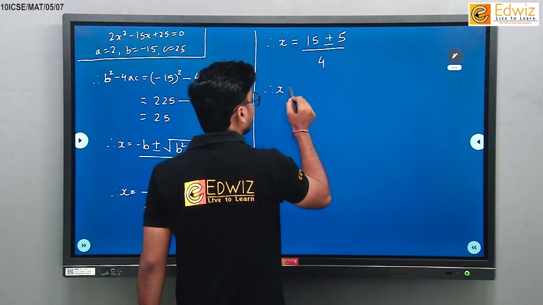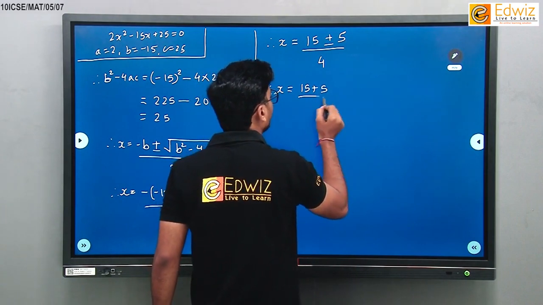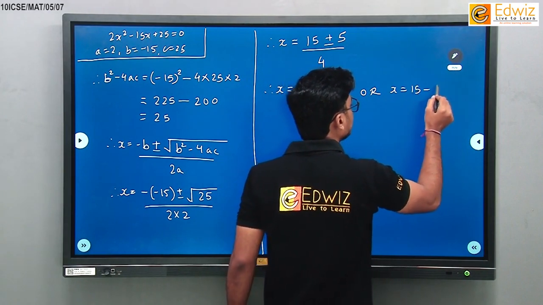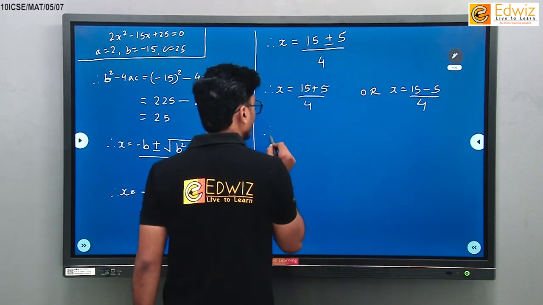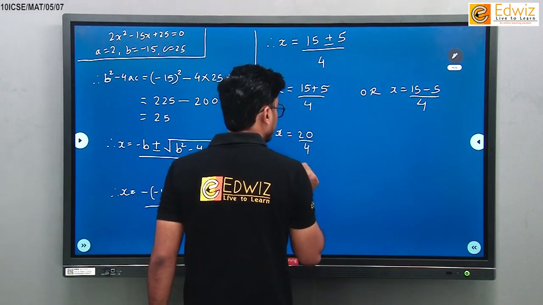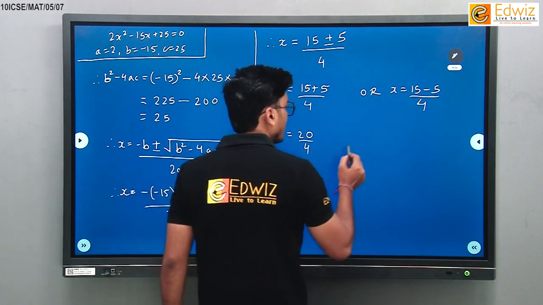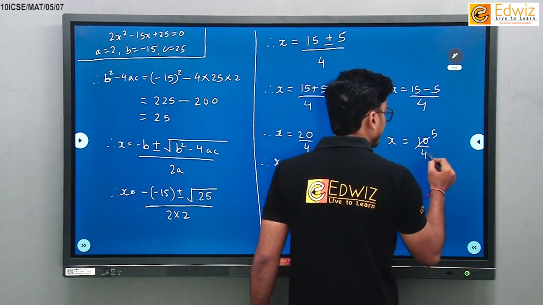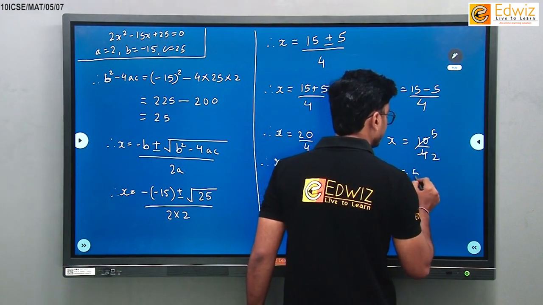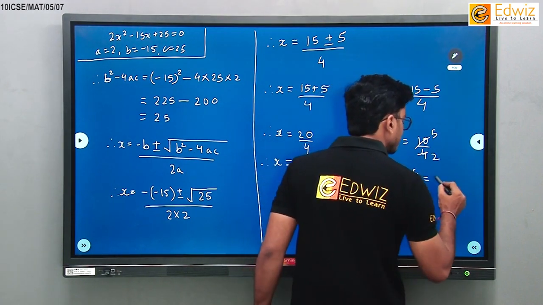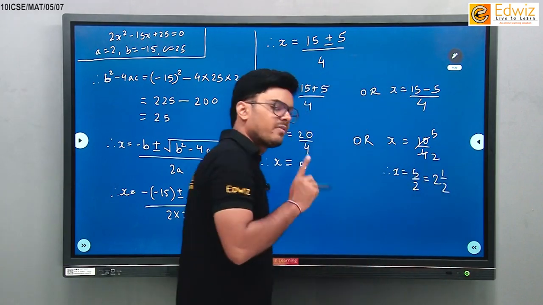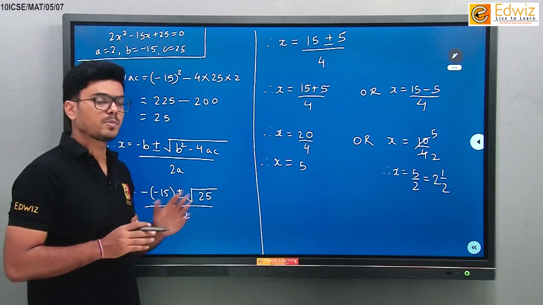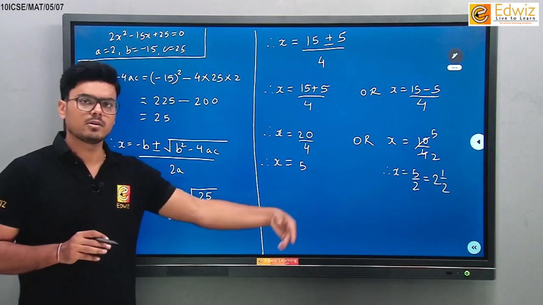So finally solution of X will be 15 plus 5 by 4 or 15 minus 5 by 4. So 20 by 4, which is 5, or 10 by 4, which is 5 by 2. Or you can say in mixed fraction it is 2 1 by 2. Correct? 2 2s are 4, 1 is the remainder divided by 2. So these are the solutions of X in this particular equation, 5 and 2 1 by 2.